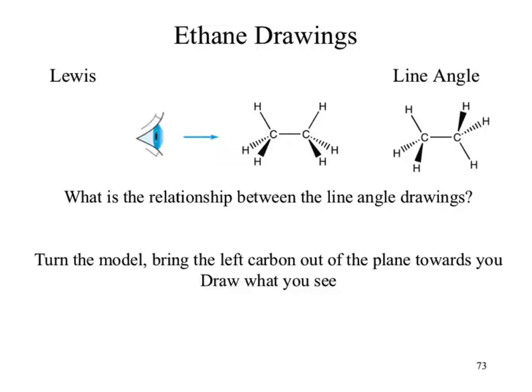So what we will do is grab that model. So I'm going to grab the one on the left. I'm going to grab that left carbon. See where my eye is? I'm going to pull that carbon out of the plane of the board and aim it at you. So everybody can easily see that, right?